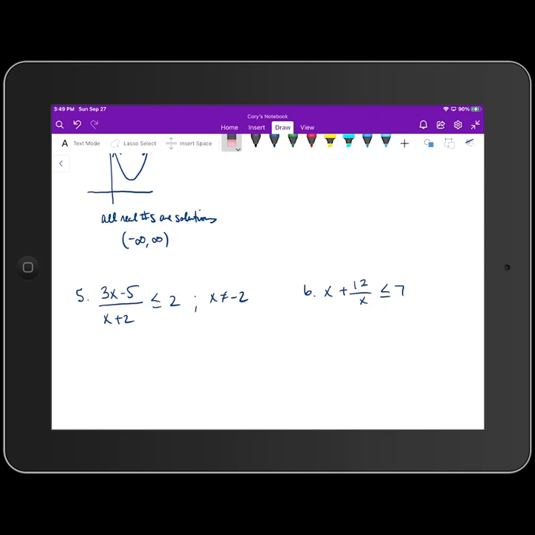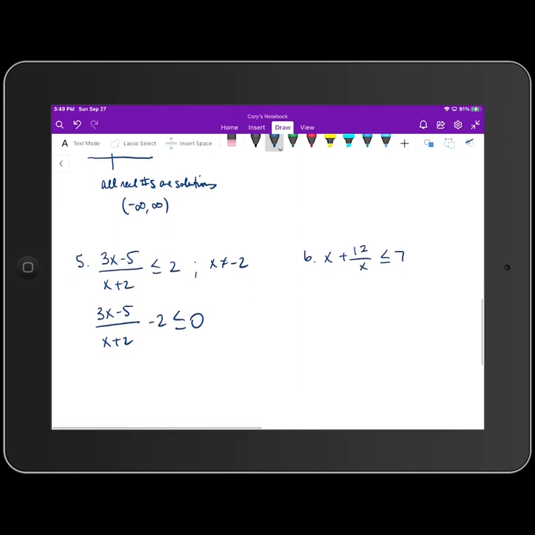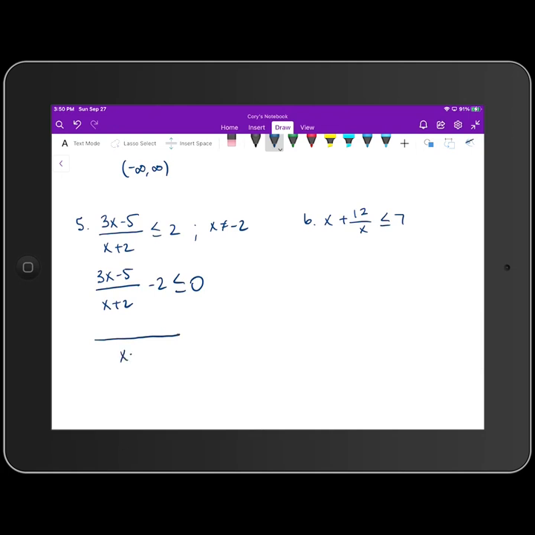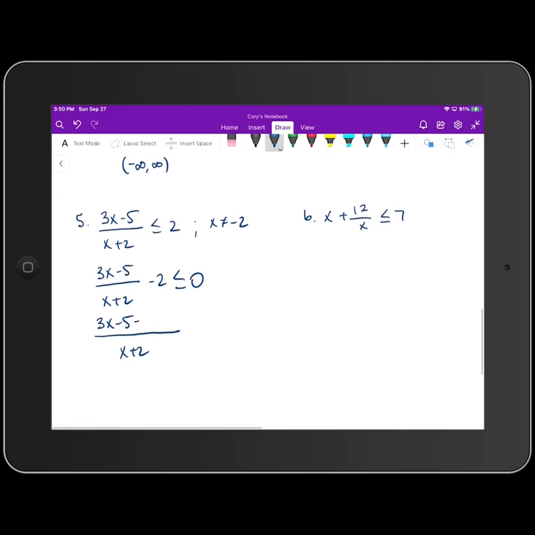So what we have to do with a problem like this is we have to move everything to one side. So we get 3x minus 5 over x plus 2 minus 2 is less than or equal to 0. So we are comparing something to the number 0, and then I want to take that left-hand side and combine into a single fraction. So to do that, I have to get a common denominator of x plus 2. That first numerator will have the denominator x plus 2. The second one, negative 2, I have to rewrite that as negative 2 times x plus 2 over x plus 2.